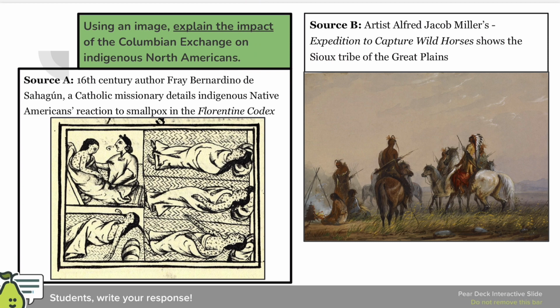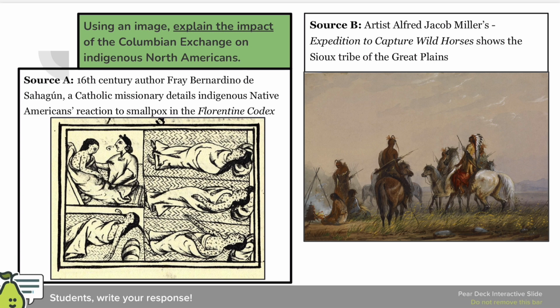Okay, so looking at this first source, 16th century author Fray Bernardino de Sahagún, a Catholic missionary, meaning that he's European, details the indigenous Native Americans' reaction to smallpox. Okay, so we need to use this to answer the question of what was the impact of the Columbian exchange on the North Americans? Well, if you were to categorize positive or negative for this source, which would you say?